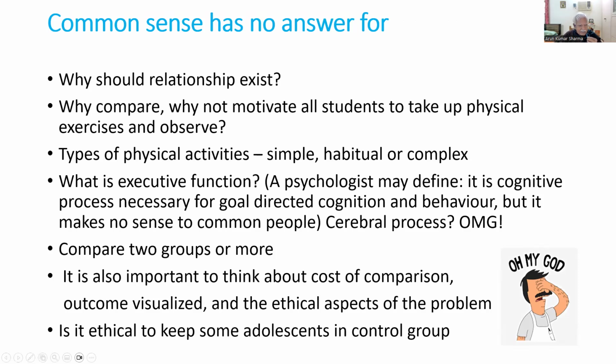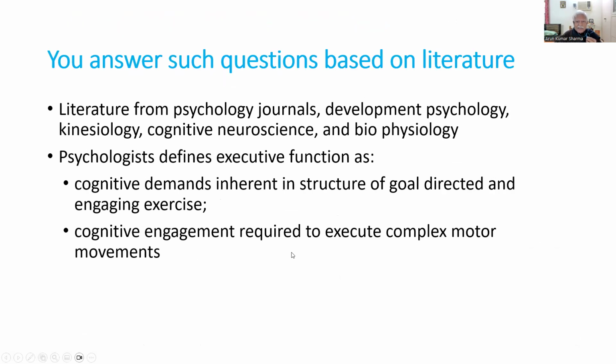For example, here a question can be asked, is it ethical to keep some adolescents in the control group? If you know on the basis of literature or your own experiences that physical activity is important, then why deprive some people from physical activity and lower their executive function? Now, also remember that for certain issues like executive function, you have to read literature from psychology journals. This is an interdisciplinary problem. Developmental psychology, kinesiology, cognitive neuroscience, and biophysiology.